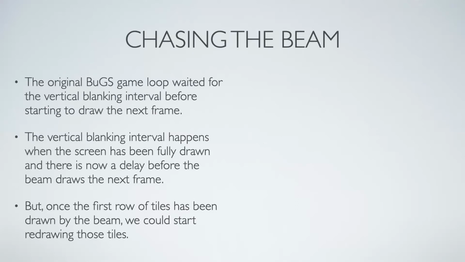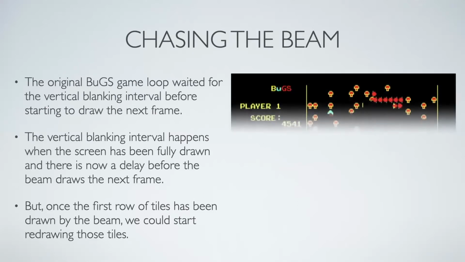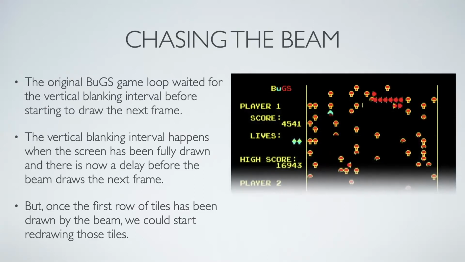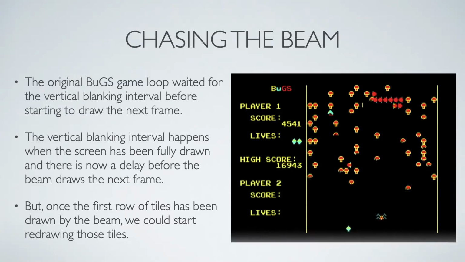This slide is drawing a frame in BuGS as the GS does, just at a slower pace. The frame is drawn from the top down by a beam that traces each scan line. Originally, BuGS waited for the vertical blanking interval before drawing the next frame. That interval starts when the previous frame is completely drawn. So when the last line of the screen is drawn by the beam, then BuGS would wake up and start drawing dirty tiles. But BuGS was unable to keep up with 60 frames per second if it waited for the vertical blanking interval.